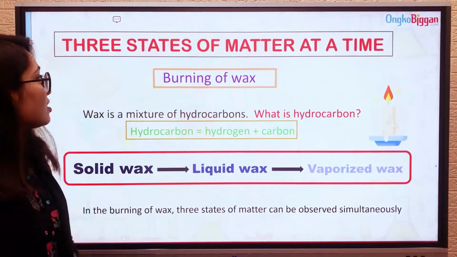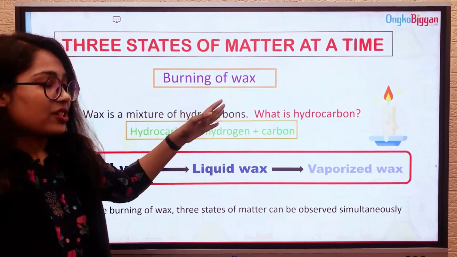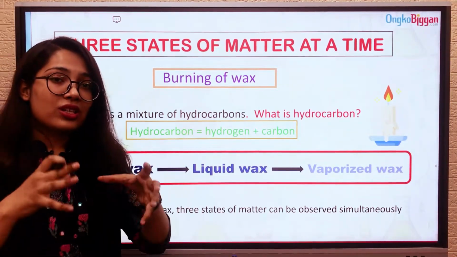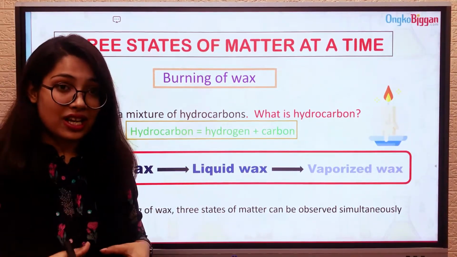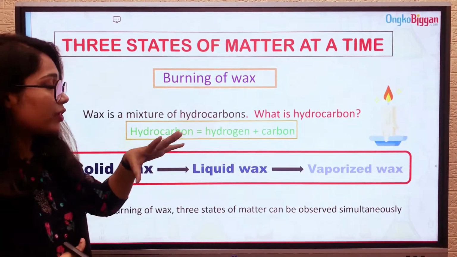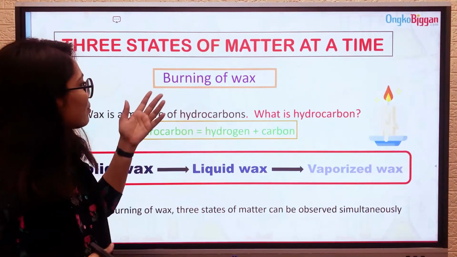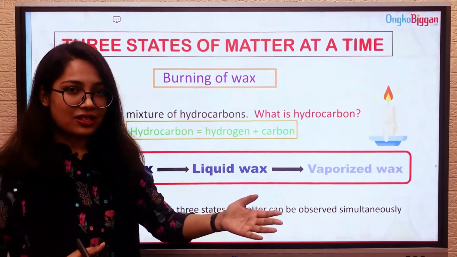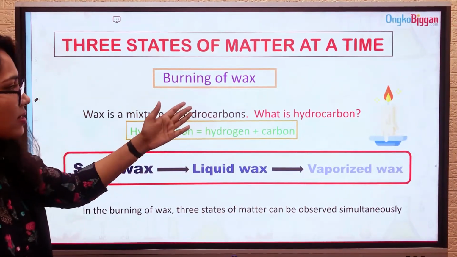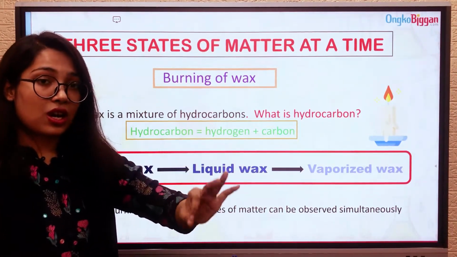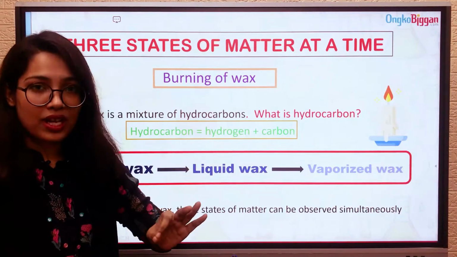Okay, now we're going to discuss the three states of matter at a time. You can experience three states of matter at a certain time, and there are some phenomena or processes where you can witness this. Burning of a wax is a kind of incident where you can witness three states of matter present at the same time.